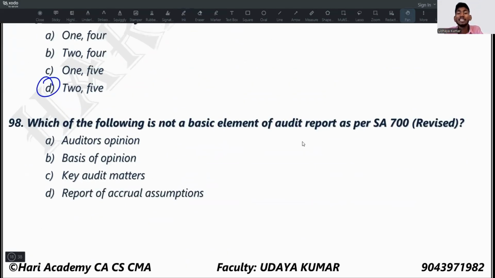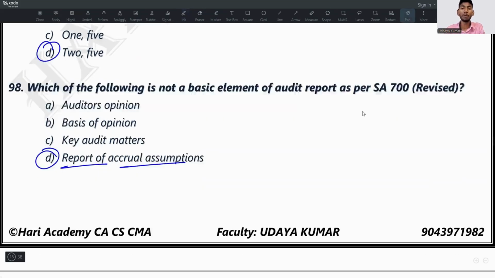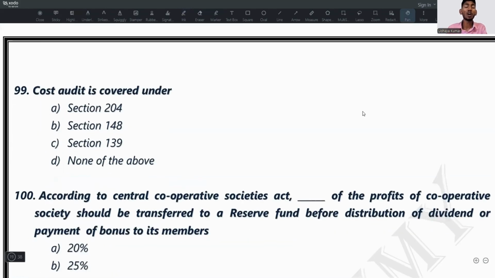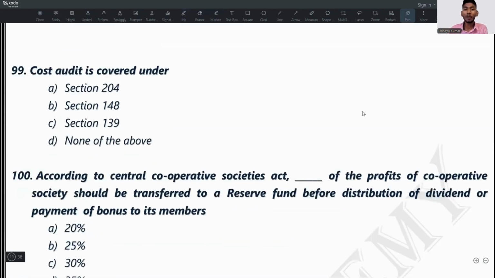Which of the following is not a basic element of the audit report as per SA 700? Basic elements of the audit report. Here, the auditor's opinion comes under SA 700, basis for opinion also, key audit matters also. We have discussed these under the content of the audit report, right? But the report of accrual assumptions, what does it come under? It comes under accounting processes, not auditing, right? So option D is the answer, because it is not a basic element of the audit report as per SA 700. Question number 99: cost audit is covered under section 148, 139 is appointment, 204 is secretarial audit.